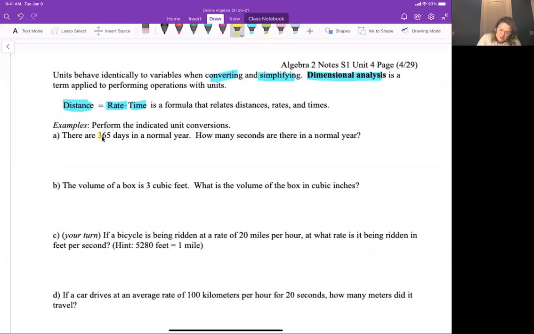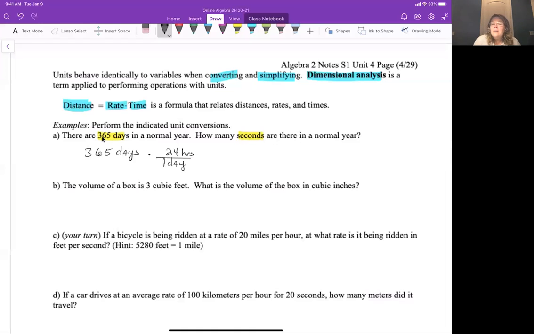There are 365 days in a normal year. I want to know how many seconds there are. Okay, so 365 days. I need to get that to seconds. So what do I do? Well, how many hours are in a day? I know that one day is equal to 24 hours.